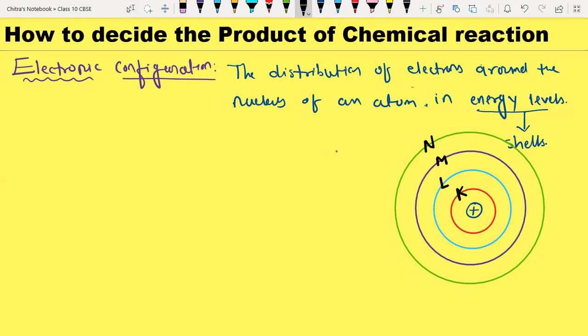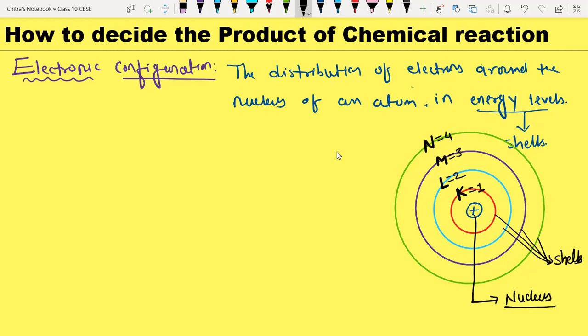So at the center we have the positively charged nucleus, and these four shells are called the principal energy levels. They are nothing but the shells. The K shell, which is the first shell, its number is 1. The L shell is second, so its number is 2. M is the third one, so its number is 3. And N is the fourth, so its number is 4.